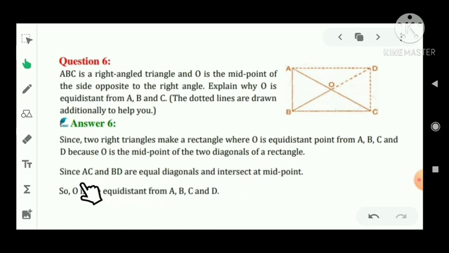So we can say that AC and BD are equal diagonals and intersect at the midpoint, that is O. So O will be equidistant from A, B, C and D. Hence proved, students.